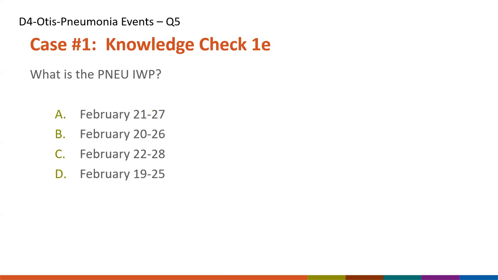Knowledge check 1E. So what is the new IWP in this case? We have option A, February 21st through 27th, B, February 20th through the 26th, C, February 22nd through the 28th, or D, February 19th through the 25th. And it looks like the majority are coming in at B, February 20th through the 26th.